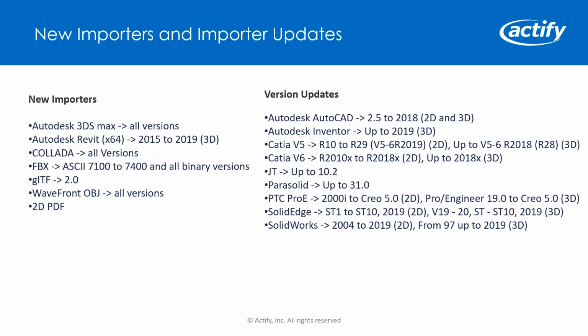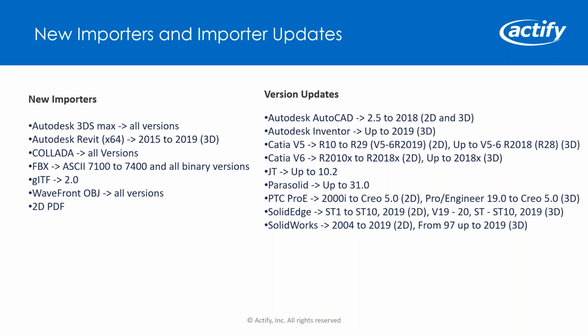As we move on to new importers and new importer updates, the list on the left represents brand new importers for SpinFire. So we've got Revit, 3ds Max, Collada, FBX, and also supporting OBJ and 2D PDF. I think 2D PDF is a returning importer support because we used to have that before, and also the list of importer updates on the right.